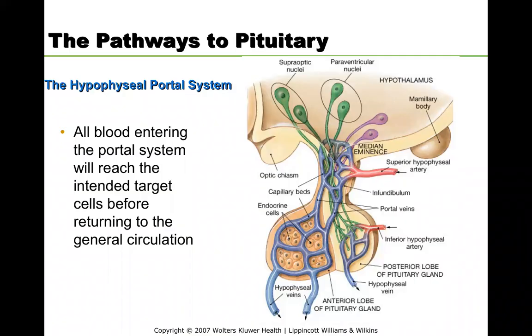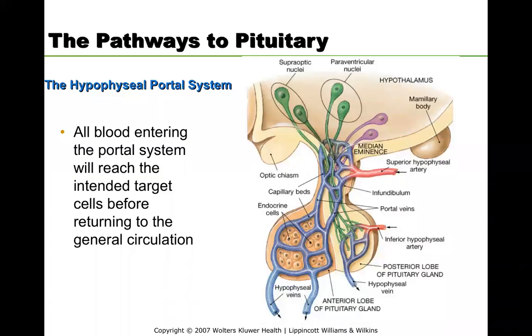So what is the significance of this portal system? There is efficiency in the transmission of these chemicals. The hypothalamic hormones that are produced in this portal system have a direct control on the endocrine cells of the anterior pituitary. As such, instead of getting diluted in the main blood system, they have a direct control, and that direct control helps in the production or release of the hormones from the endocrine cells of the anterior pituitary.